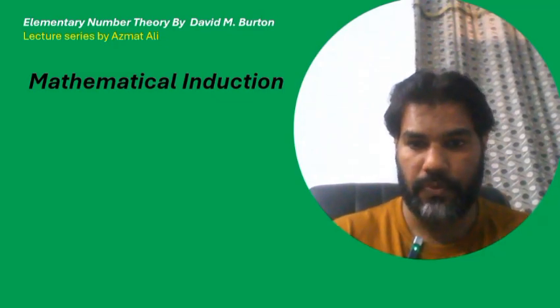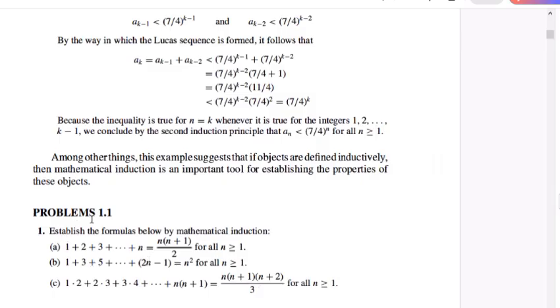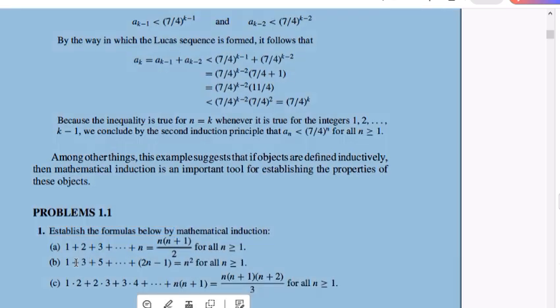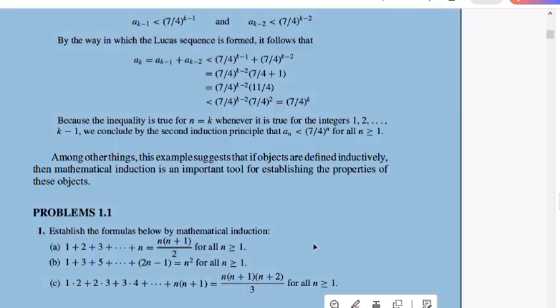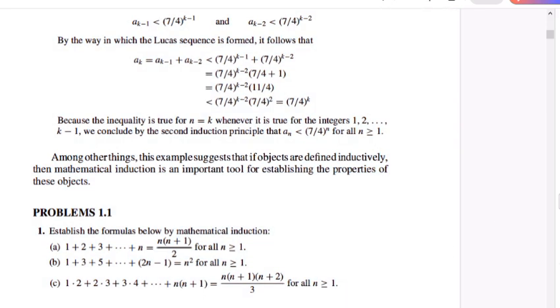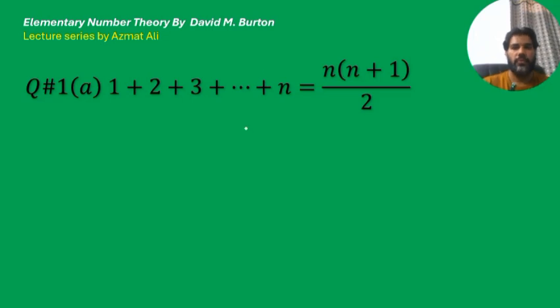In today's lecture, we will discuss some problems related to mathematical induction. So let us start from problem 1.1. Establish the formulas below by mathematical induction. We discuss part A of problem 1, that is, the sum of the first n natural numbers is equal to n into n plus 1 by 2 for all n greater than or equal to 1. So this is our first problem, in which we have to show the first n natural numbers have the sum equal to n into n plus 1 by 2.